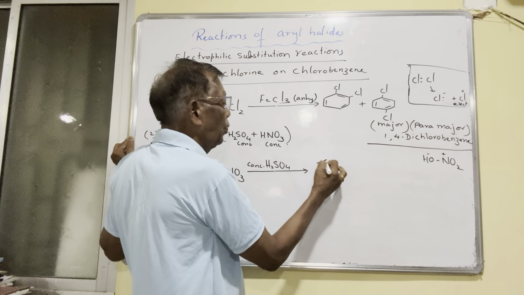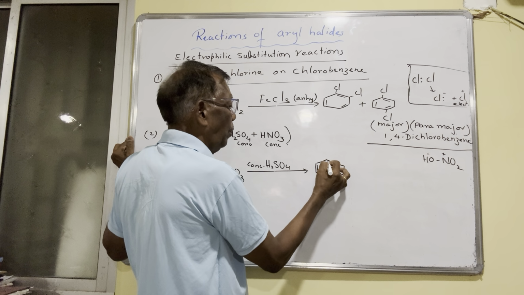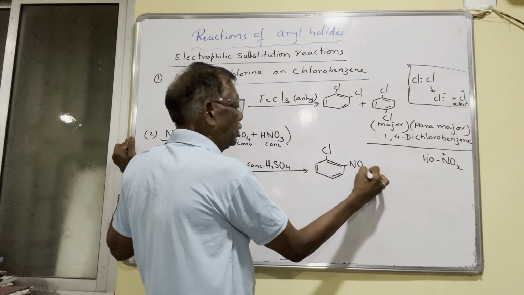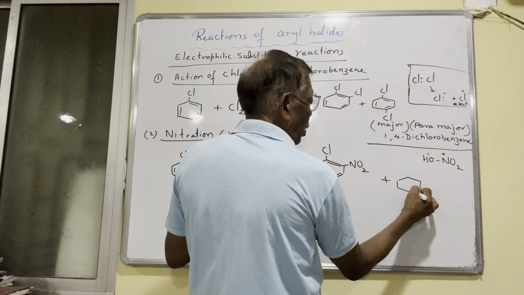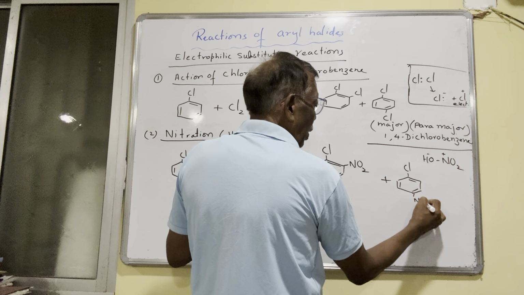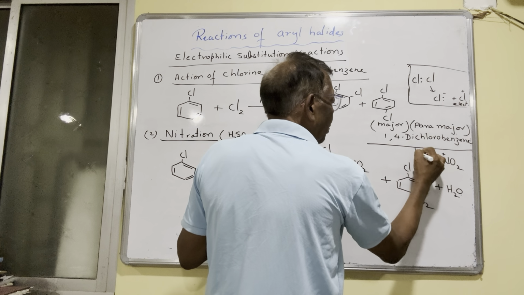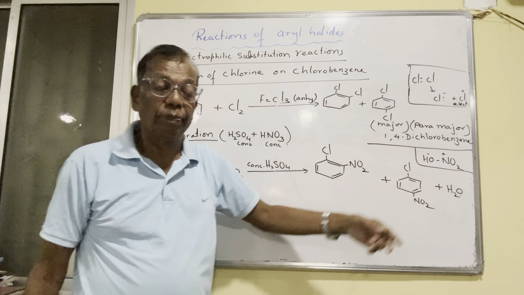And therefore, what will be the product you get here? See, this will become like this. Cl with NO2 plus Cl with NO2. Of course, the other product is water. Now the other product is not so important. So I'll just explain again what I have shown here.